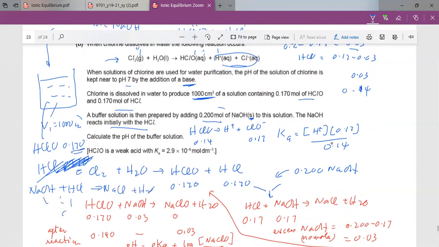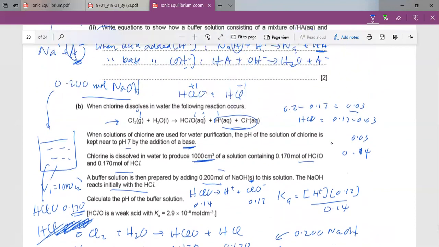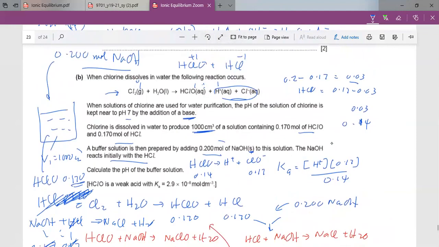How much is 0.17? Out of 0.2, 0.17 reacts, no more. So how much NaOH is left behind? The number of moles of NaOH left unreacted is equal to 0.2 minus 0.17. Now this will react with who?